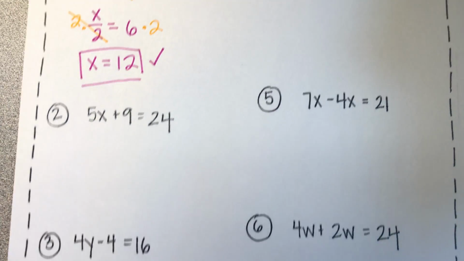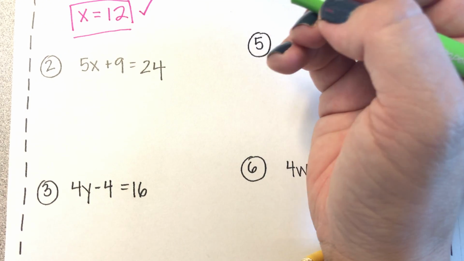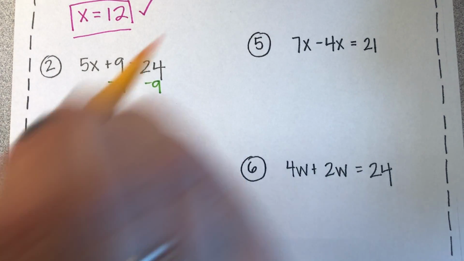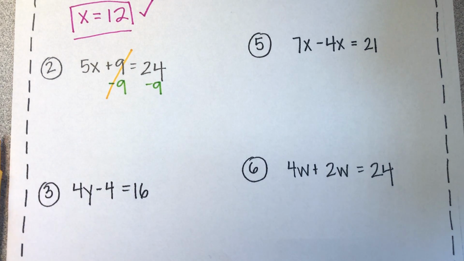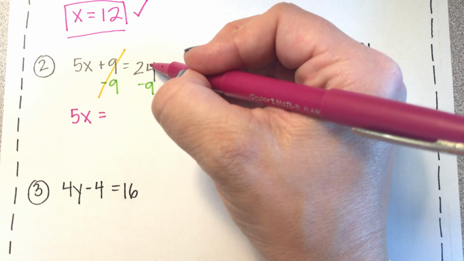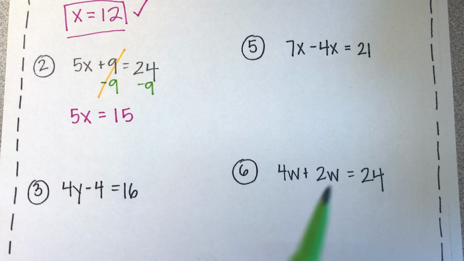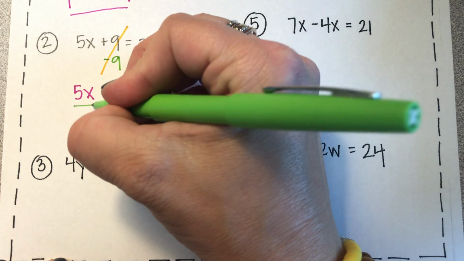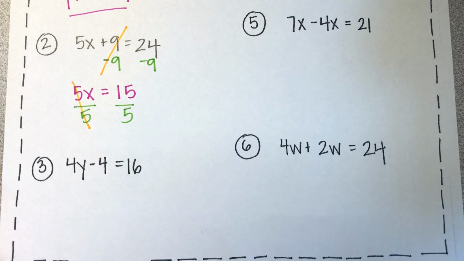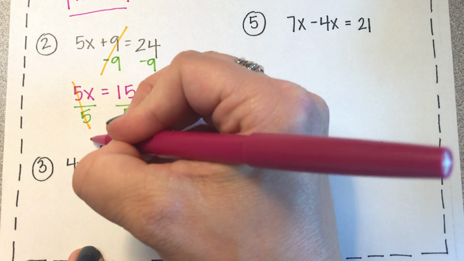Okay, let's look at number 2. Okay, what do you think the first step is going to be? Subtract 9. Right? We always undo addition or subtraction first. So that gets rid of that. And now I have 5x equals 24 minus 9, which is 15. So if x is being multiplied by 5, I'm going to divide both sides by 5. And that cancels. And I'm left with x equals 3.